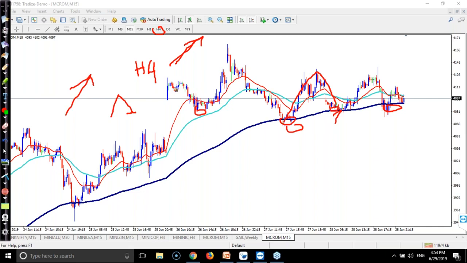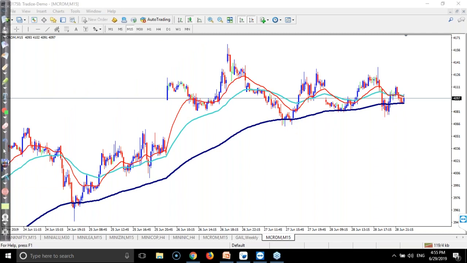Here you can see in the 15 minute chart, have you seen this retracement supported here? It's a buy. We have seen a candlestick pattern giving us buy confirmation. This is our buy point, right? And then next you can see here.